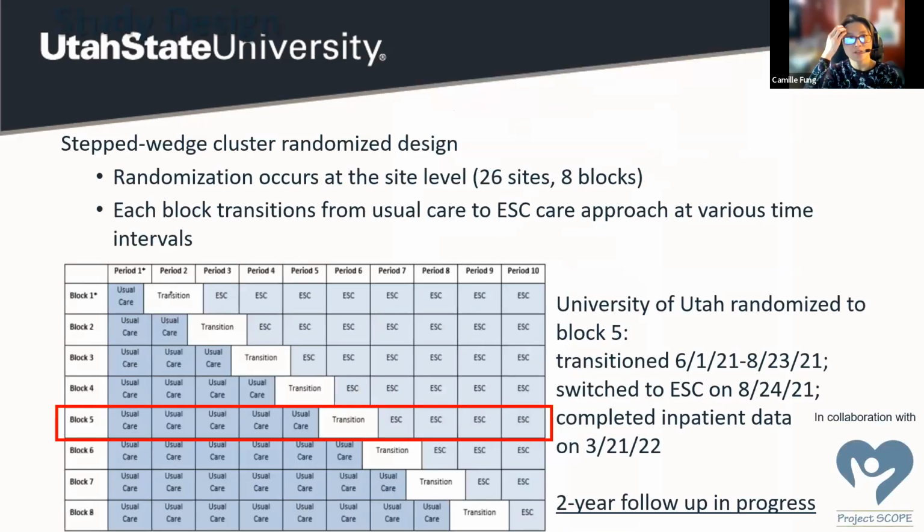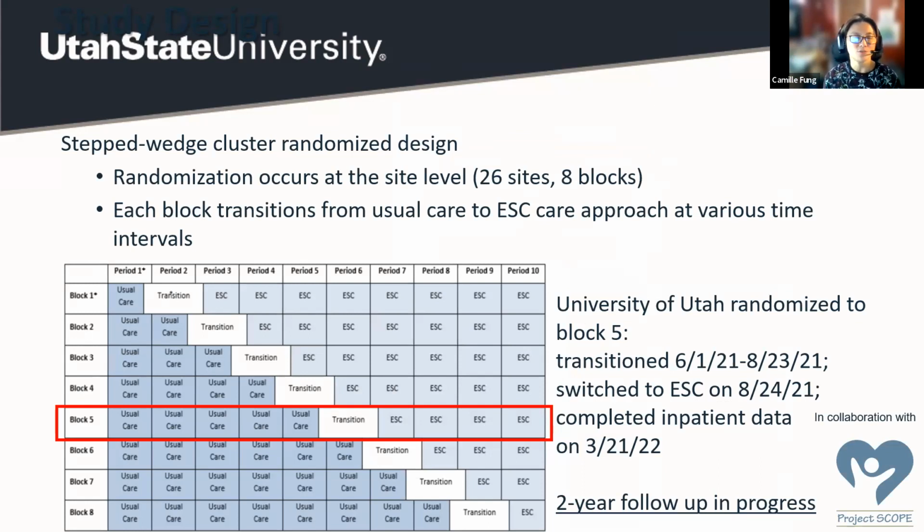So out of the 26 sites, we were actually randomized to block 5. This is where the University of Utah is. This is what they call a step wedge cluster randomized design trial. I had never even heard of that. I was like, what the heck is this? So basically, out of the 26 sites, we were divided into 8 blocks, and we belonged to block 5.